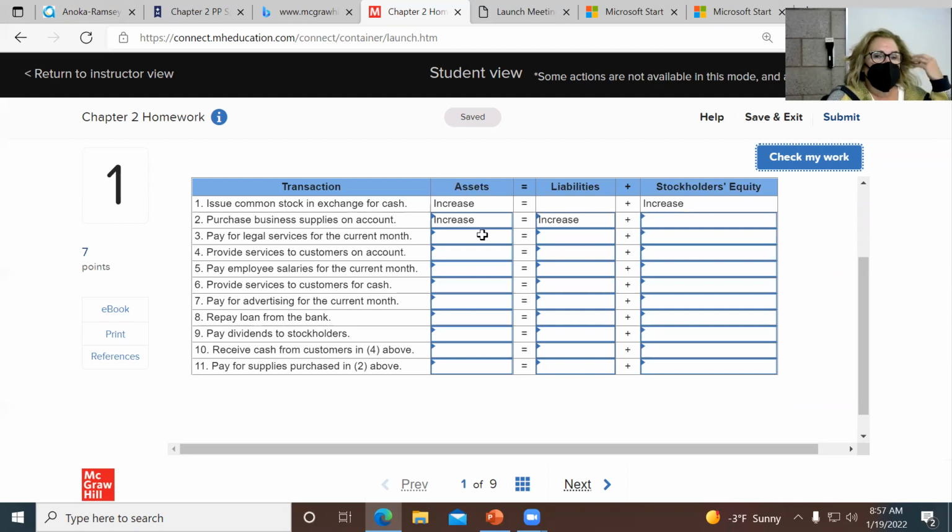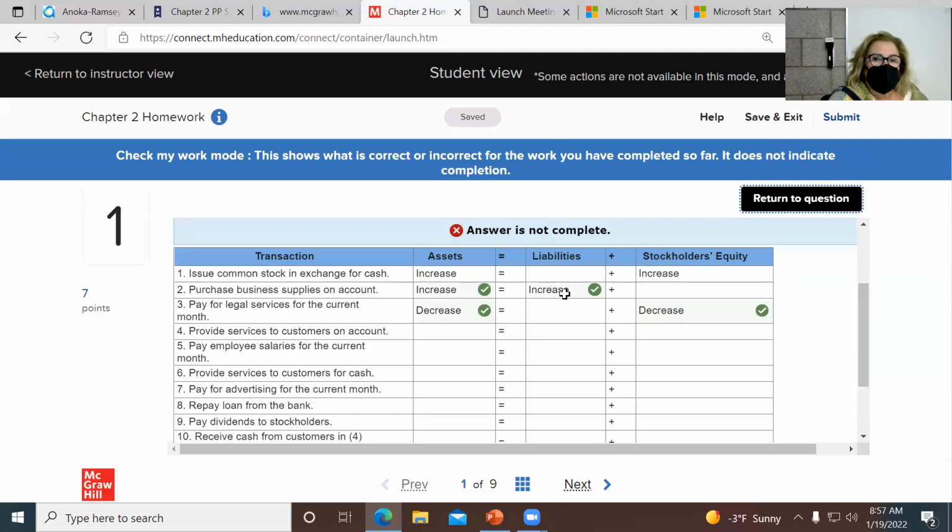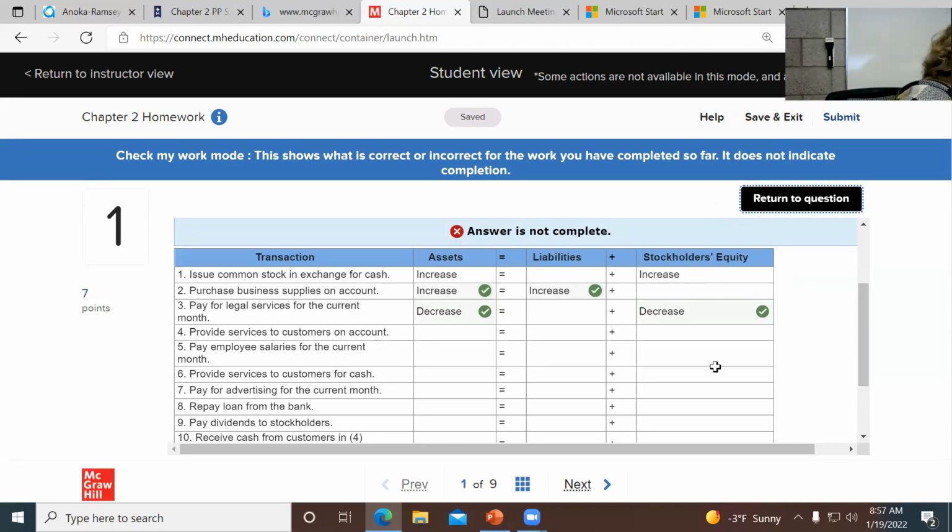What about pay for legal services for the current month? When we pay for legal services, what do we pay with? Cash, and cash is an asset. So what happens? Does it go down? This decreases. What else is decreasing? Stockholders' equity is also decreasing. You can check your work. Do you see how, if it's not being affected, you don't have to do anything with the category, okay?